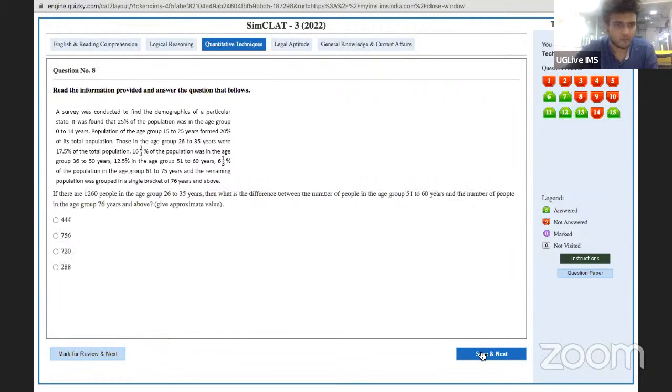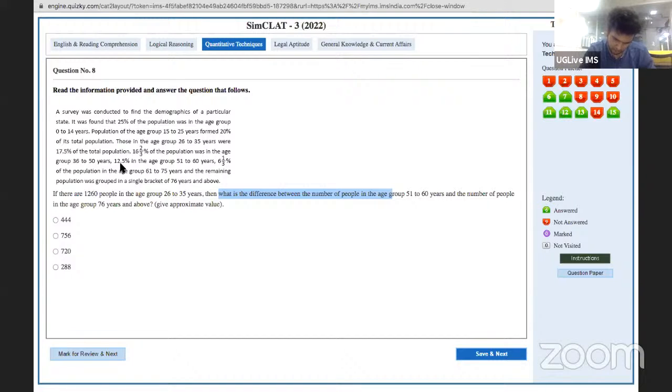Yeah. ठीक है. If there are 1260 people in age group 26 to 35, what is the difference between number of people in the age group 51 to 60 and number of people in the age group 76 and above? 1260 from 26 to 35 कितना है? 17.5 है. तो 17.5% is 1260. 51 to 60 कितना है?